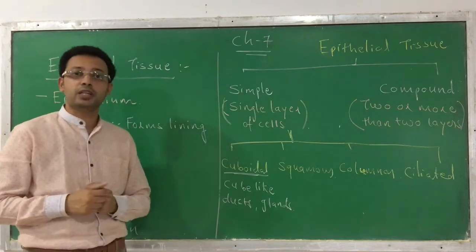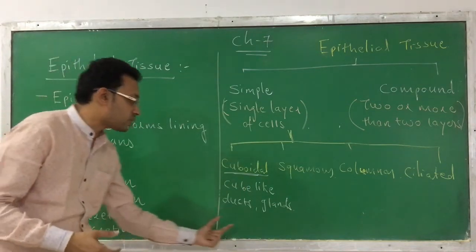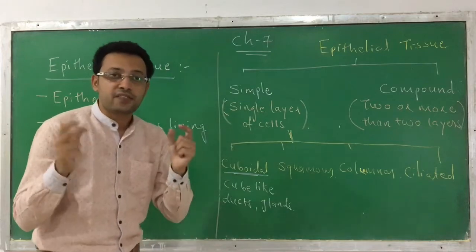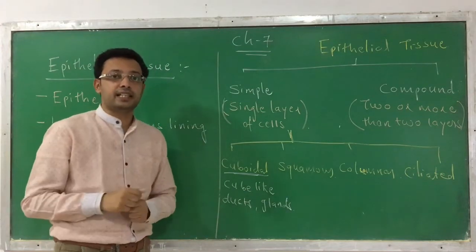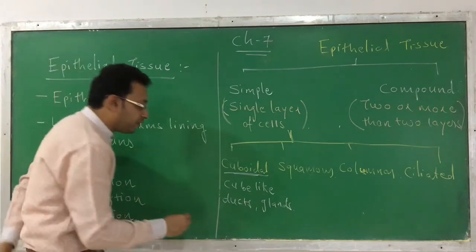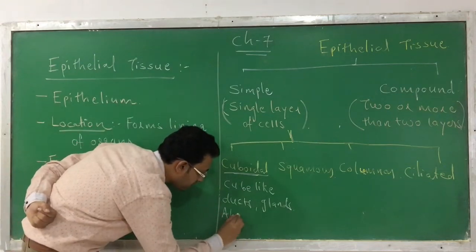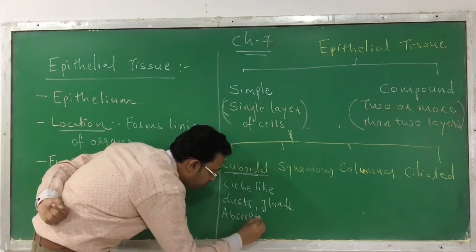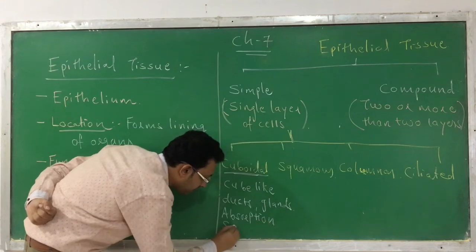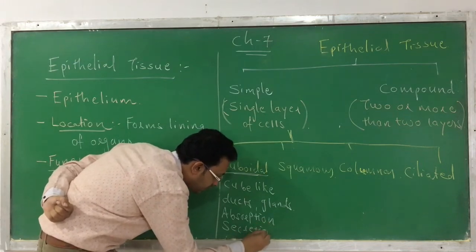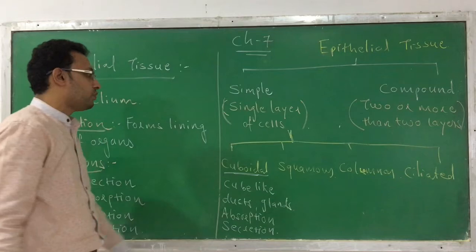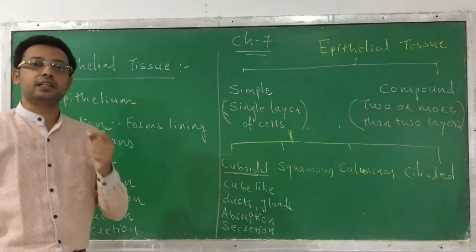It consists of a cuboidal epithelium cell. So this is the location where it can be found. Usually they are found in the ducts and the glands, and hence it performs two important functions. The first one is called absorption, and the second is called secretion. These are the two functions involved in this cuboidal epithelial tissue.